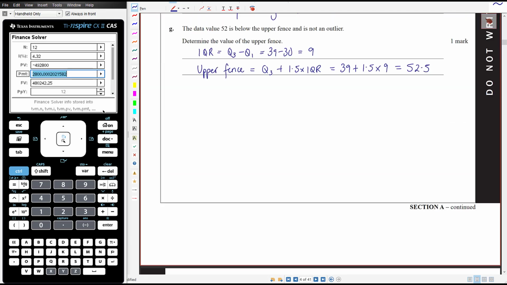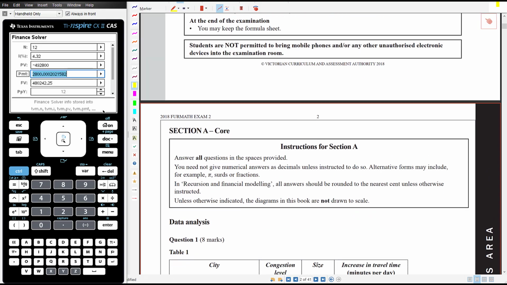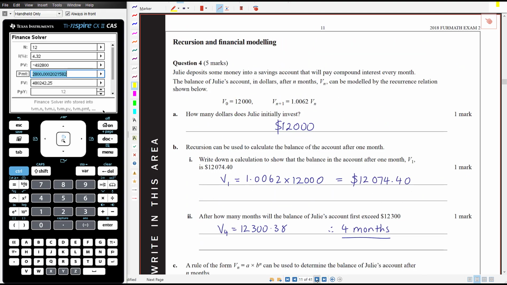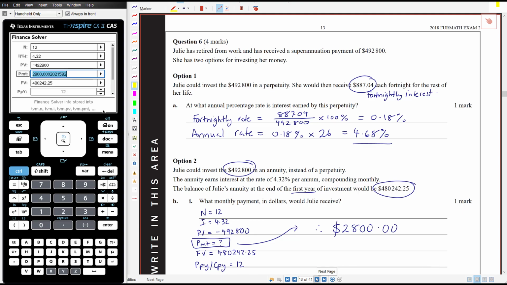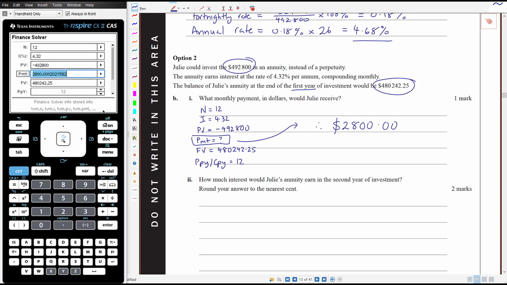We're right back to the start here. And key instruction. In Recursion and Financial Modelling, all answers should be rounded to the nearest cent unless otherwise instructed. So strictly speaking, in this question we just did, we weren't otherwise instructed to round. It doesn't say round to the nearest dollar, it says give your answer in dollars. Like $2,800.32 is still in dollars. So just be a bit careful about that. To be honest, I doubt they would have penalised if you just wrote 2,800, but strictly speaking, according to the wording there, it should be rounded to the nearest cent.